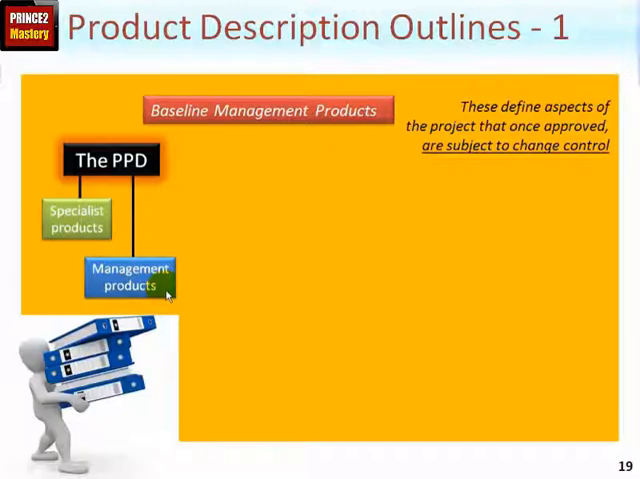So what you've got here are baseline management products, and these define aspects of the project that once approved are subject to change control. Take for example the PID itself, the Project Initiation Documentation. Once the project board approve this at the end of the initiation stage, in effect it is baselined. What that means is it cannot change without the appropriate approval, and it will be used to monitor, manage and control against.